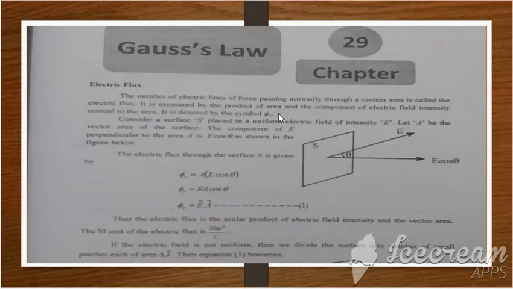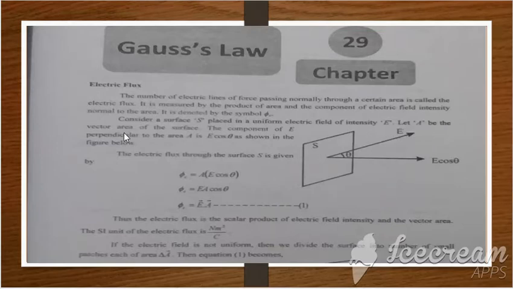It is measured by the product of area and the component of electric field intensity normal to that area. So it is the product of two things, area and electric field intensity. It is denoted by phi e. Consider a surface S. Just concentrate on the position of my cursor. This one is the area S, a surface S placed in the uniform electric field of intensity E.